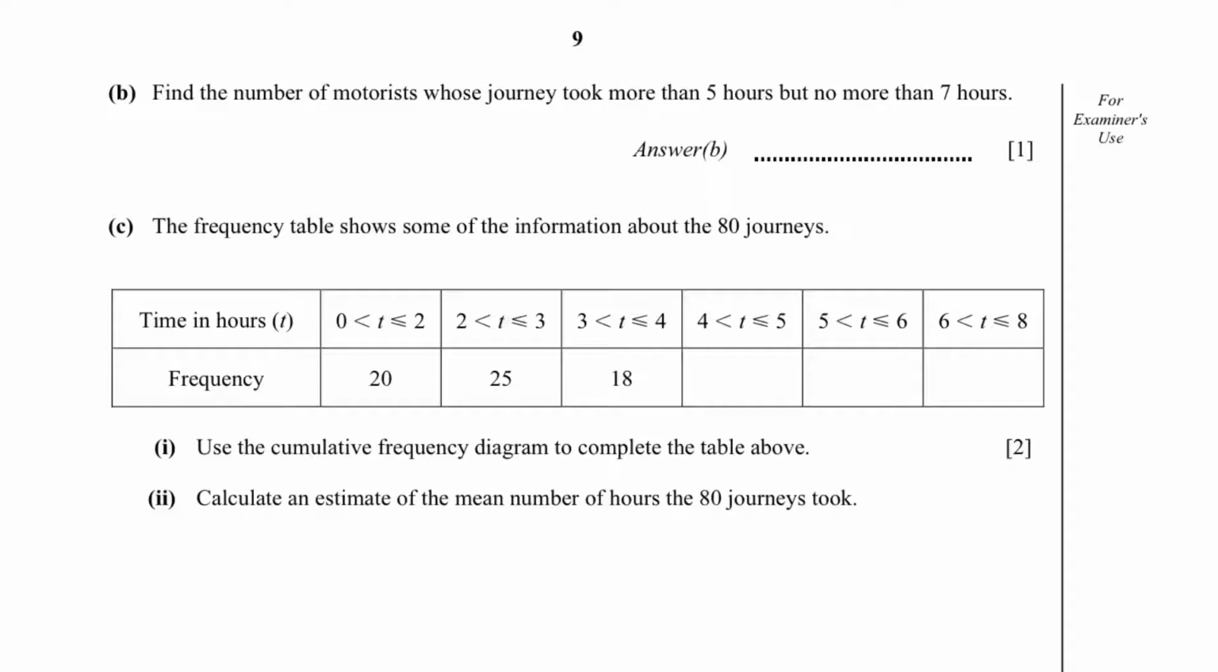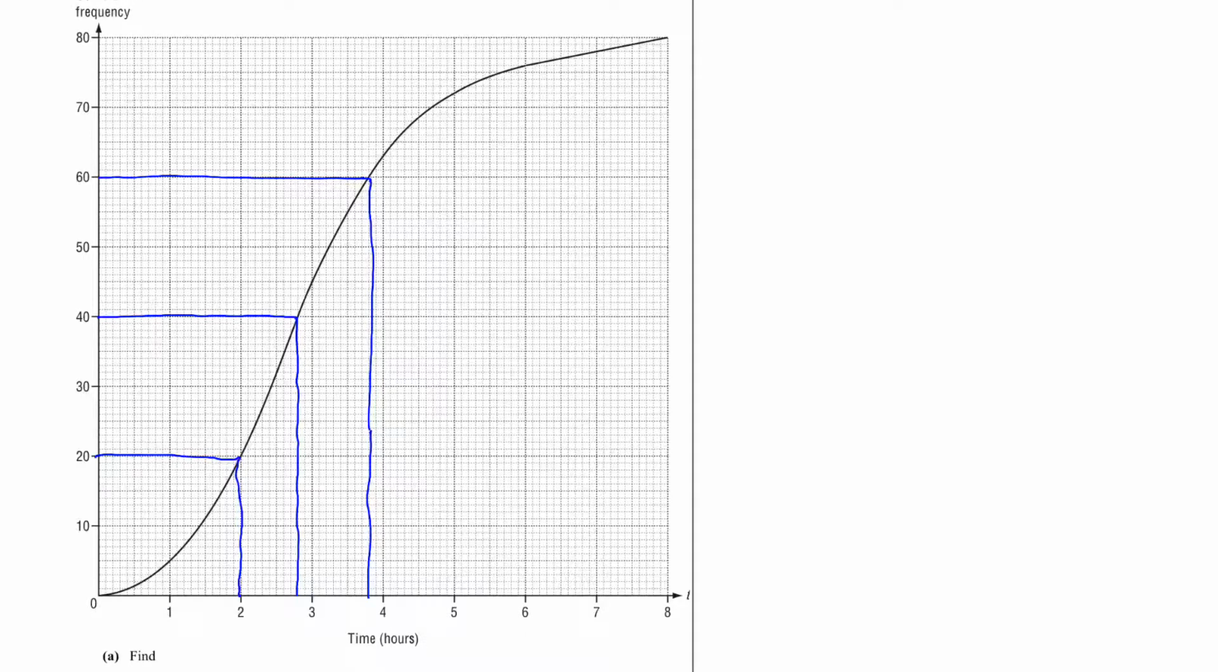In B, find the number of motorists whose journey took more than 5 hours but no more than 7 hours. So we have to look at the y-axis, the frequency axis. 5 hours is here. When we go up, the corresponding frequency is going to be here. It's 72. But no more than 7 hours. 7 hours is here. And the corresponding frequency is 78. So 78 minus 72 is 6.